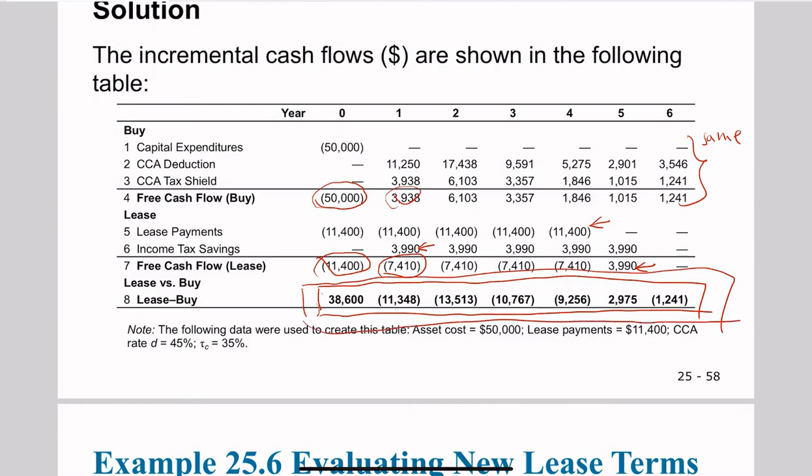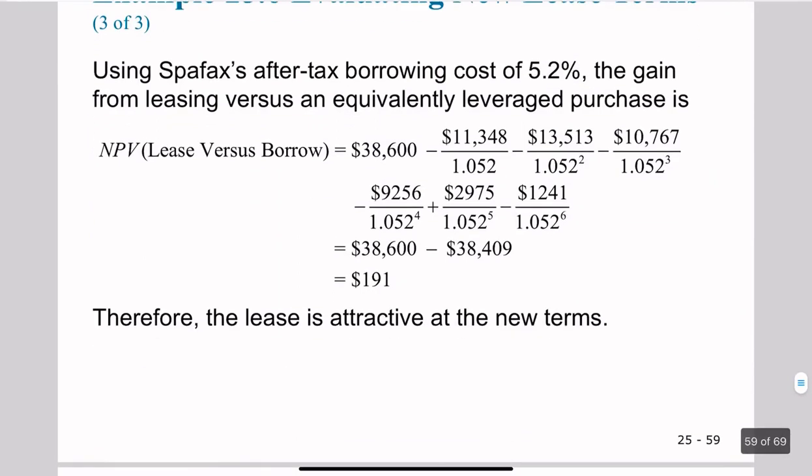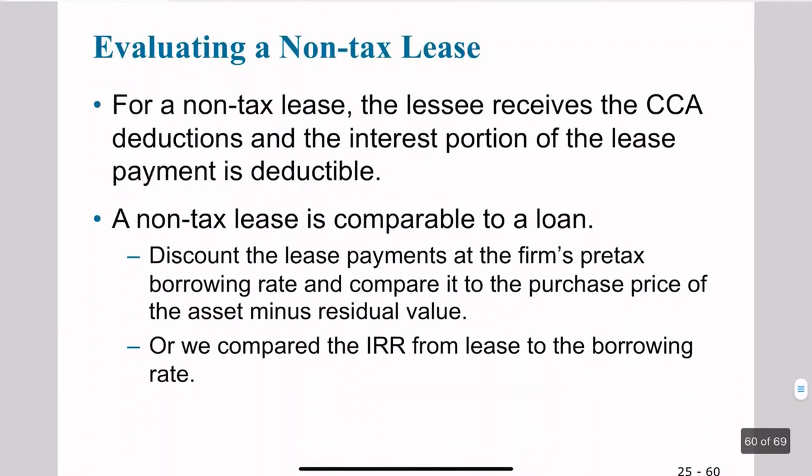Use a 5.2% discount rate, right? So you can see that this will actually give you a positive NPV. So this tells you that the lease is attractive. It's preferred to purchasing computers with debt. Okay.